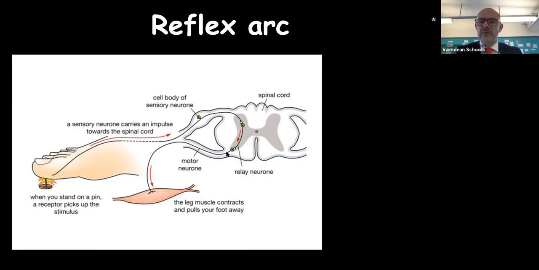Or they might ask you which one is the relay neuron. Well, remember, it's the one that turns the signal round. There it is in the middle, turning the signal round. So this is a reflex arc.